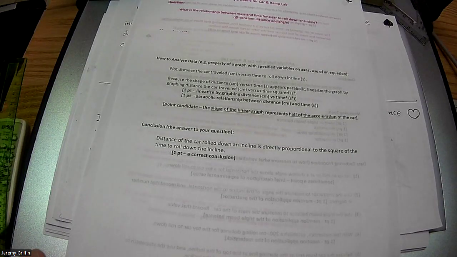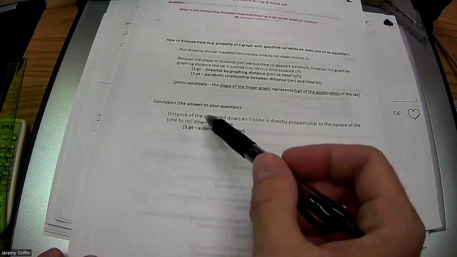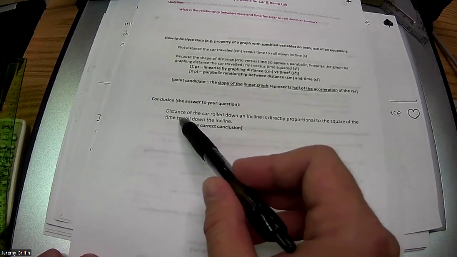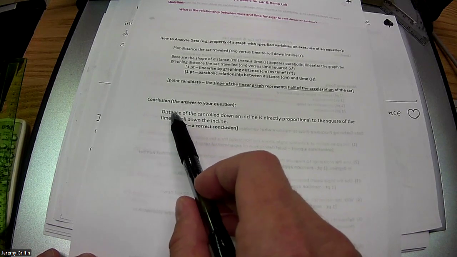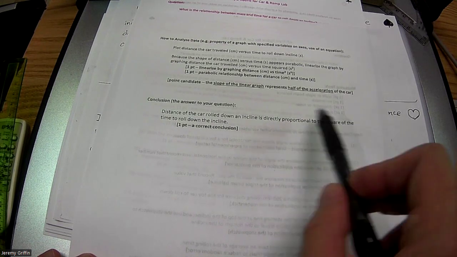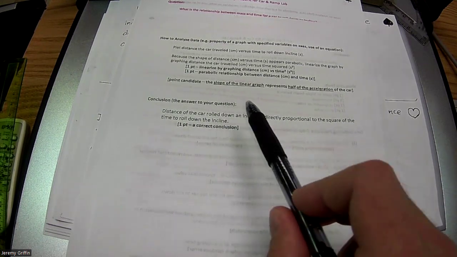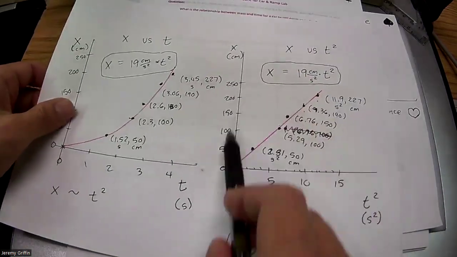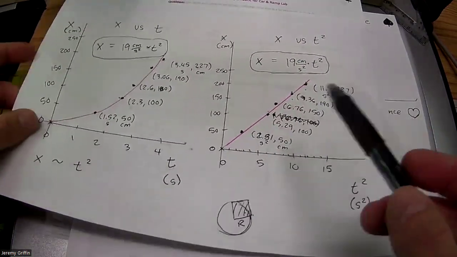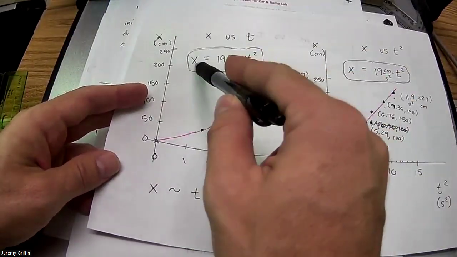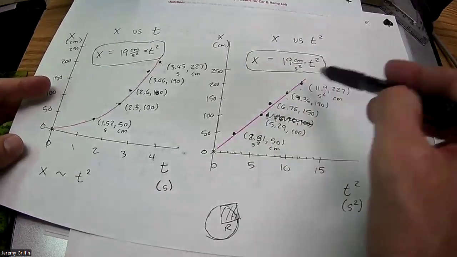Okay. And then the conclusion. Remember, the original question was what's the relationship between x and t, between distance and time? So we've got to write something like that. The distance the car rolls down the incline is directly proportional to the square of the time rolling down the incline. Okay? That's exactly what this graph shows. Distance is proportional to t squared. Or you could have said x is proportional to t squared. Some version of that.